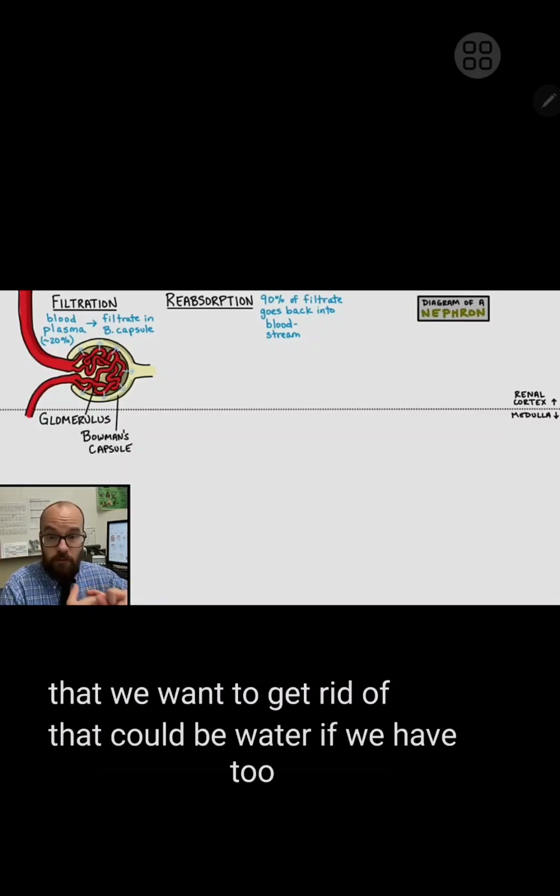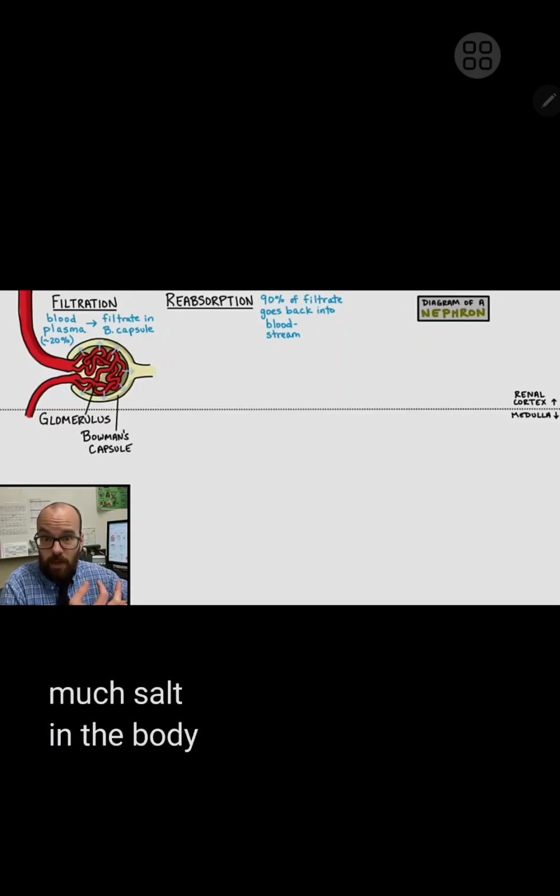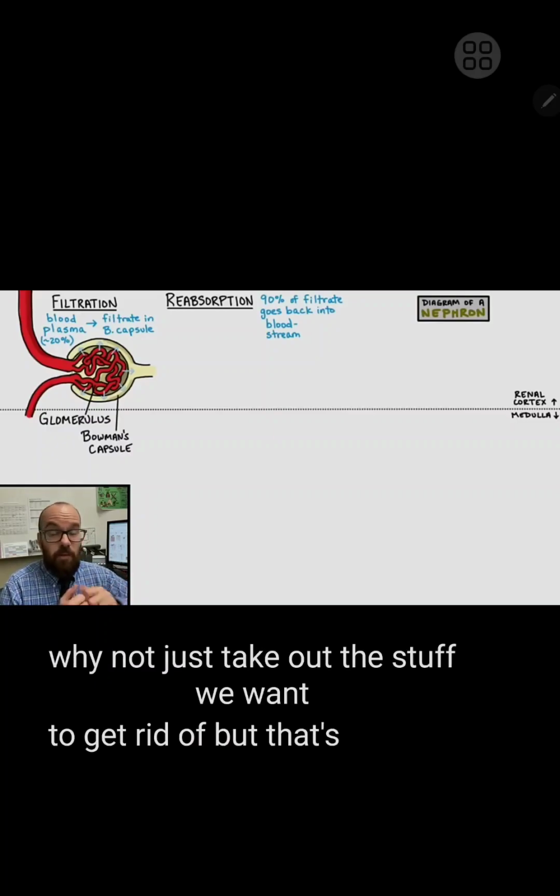That could be water if we have too much water in the body. It's going to be other wastes that we're trying to get rid of. It's going to be salts if we have too much salt in the body. And it's really kind of a weird, inefficient system, because why not just take out the stuff we want to get rid of? But that's not how our kidneys work.